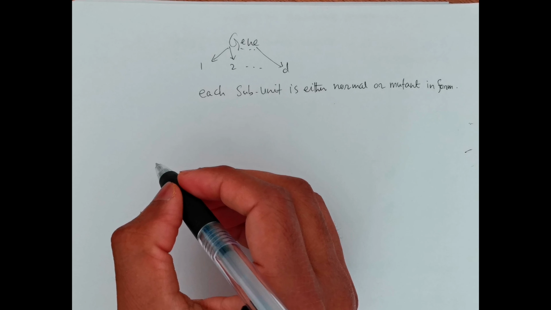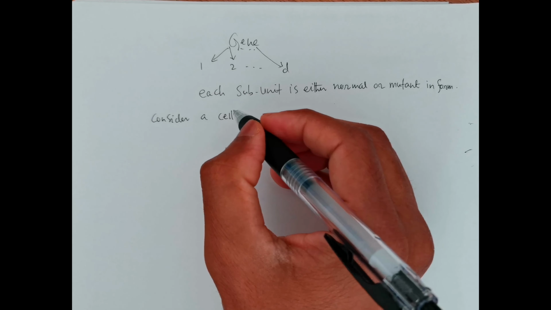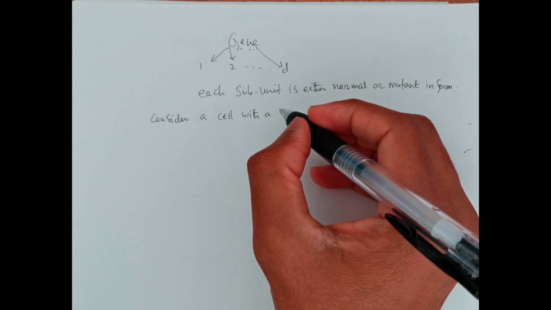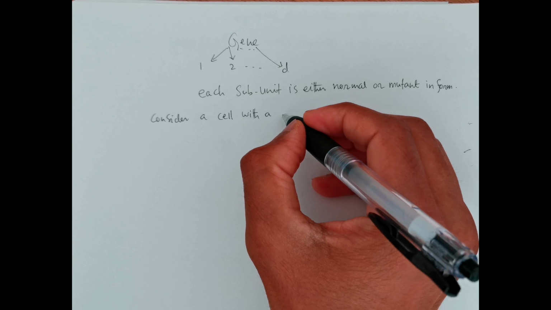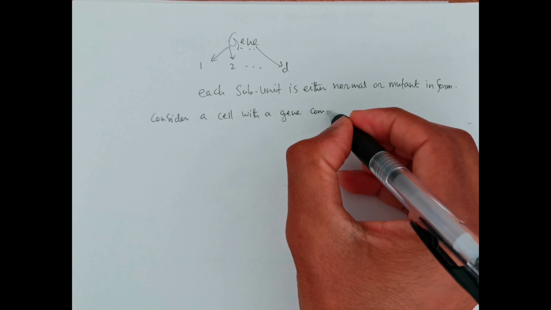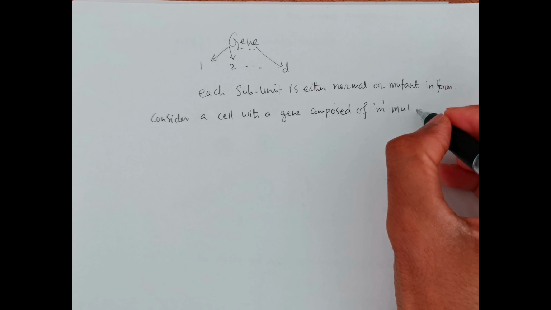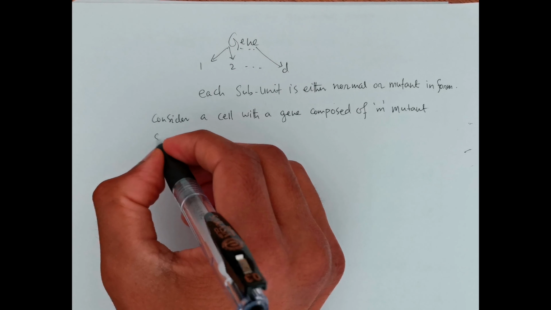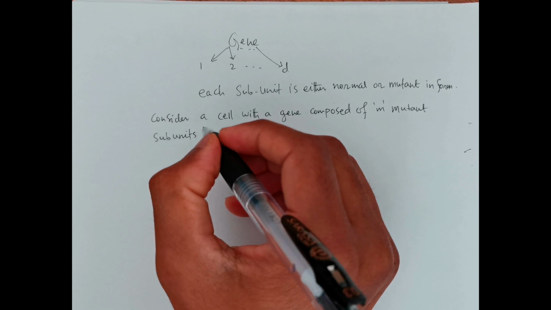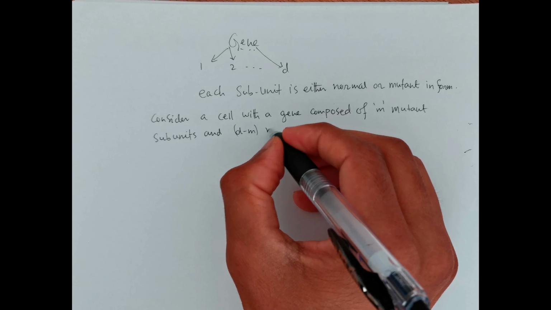Consider a cell with a gene composed of M mutant subunits and D minus M normal subunits.